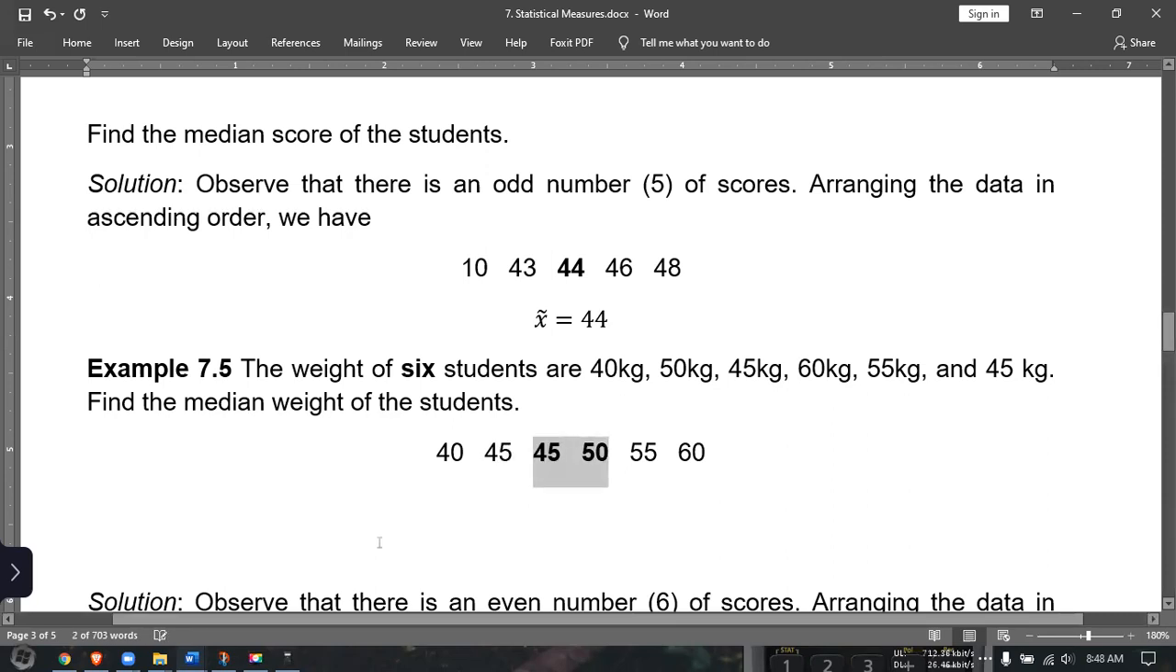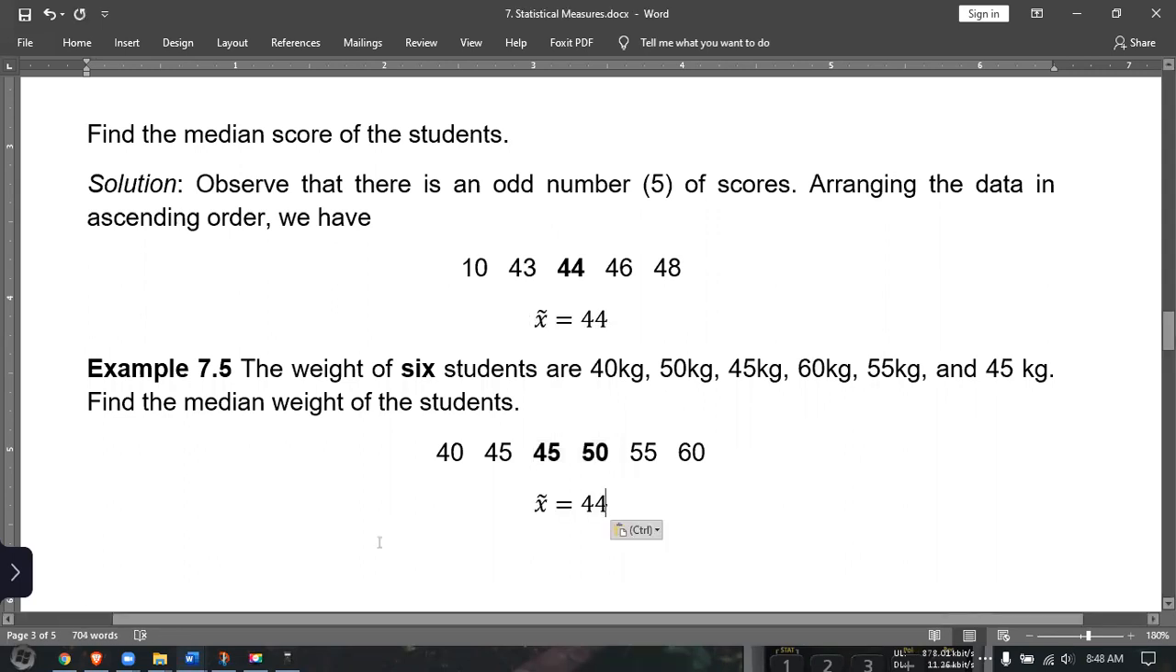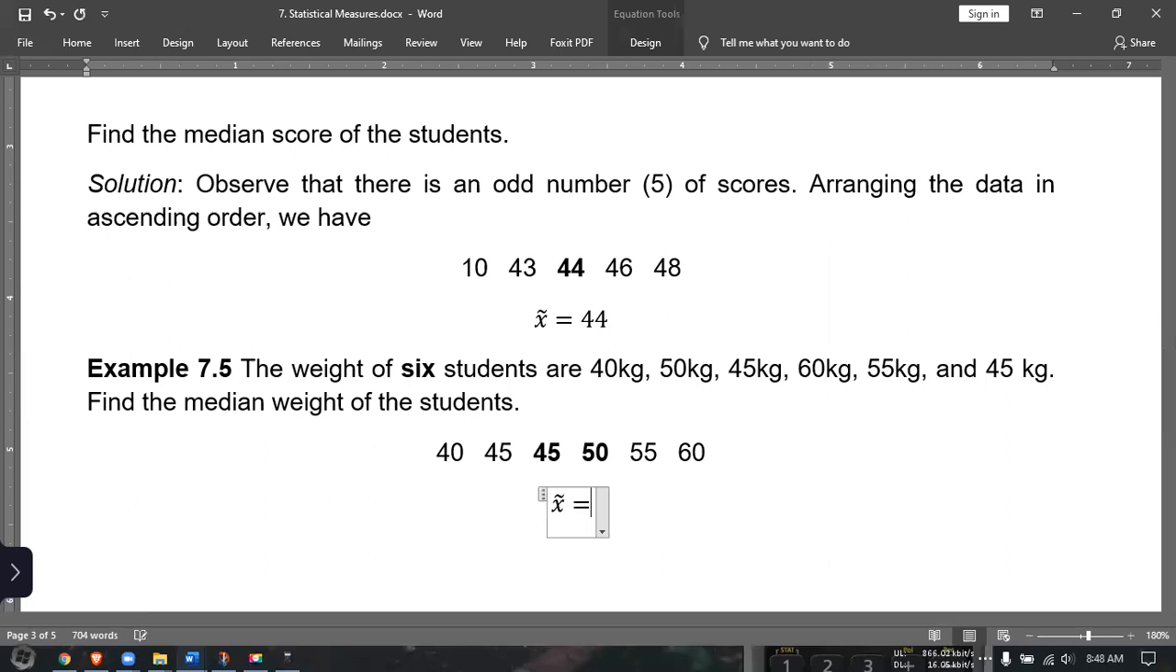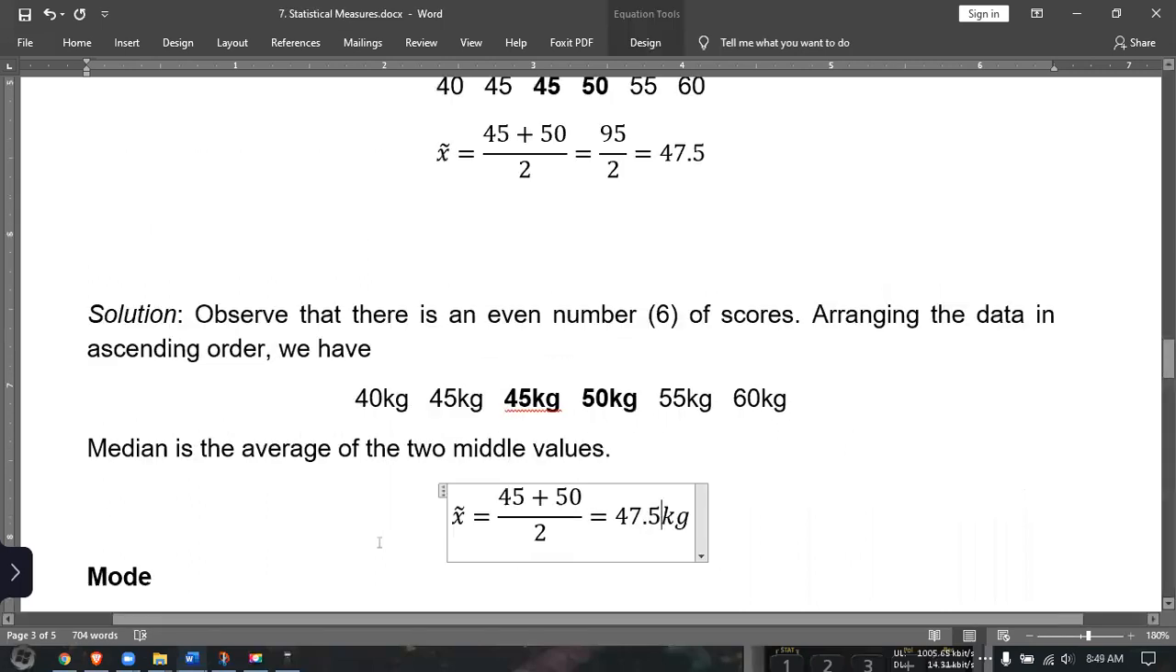And to get the median, we have to add these two middle values, 45 plus 50. Actually, their mean or average: we have 95, divided by 2, or simply 47. And that is our median, 47 kilograms.